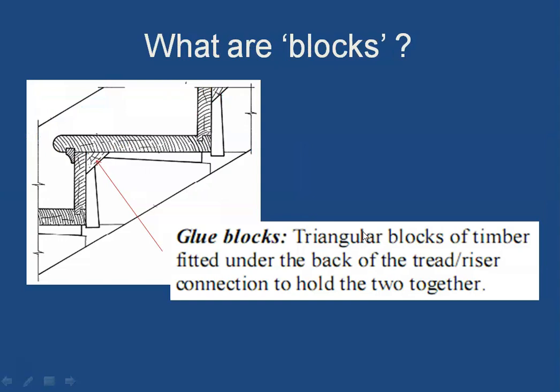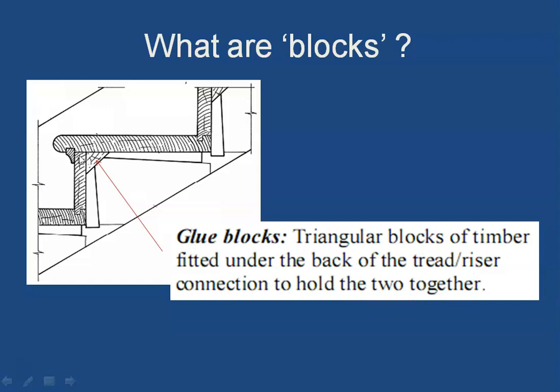Now what are glue blocks or blocks? So what you will see is that here we are going to have a combination of tread and risers. Now you will see that these two have to be kept at right angles to each other, and to give them additional support, that is to keep them at right angles or fix them properly, we use triangular wedge shaped members. These triangular wedge shaped members are called glue blocks. So they are triangular blocks of timber fitted under the back of the tread and riser to hold the two together.